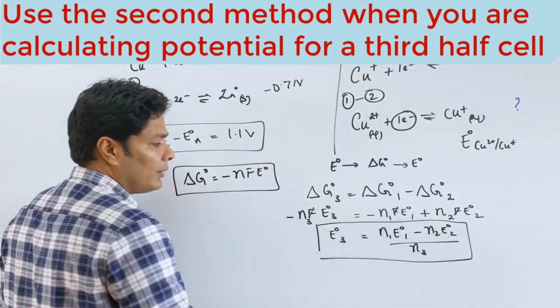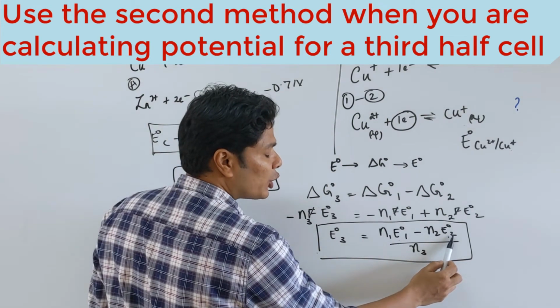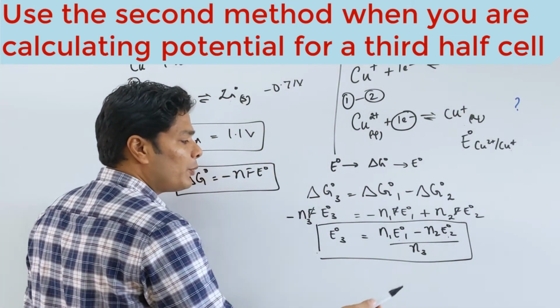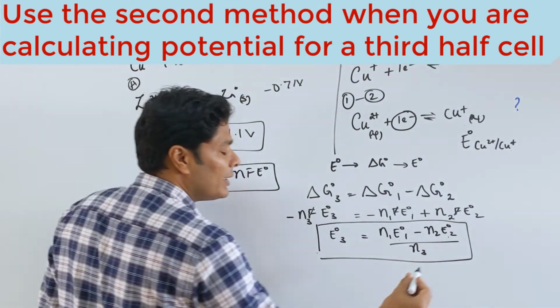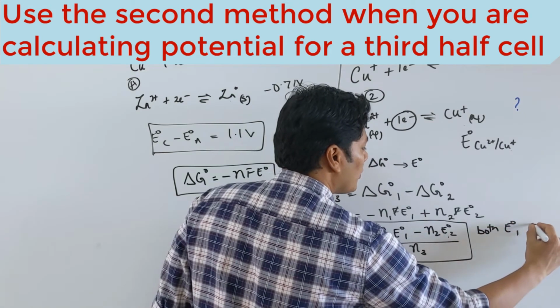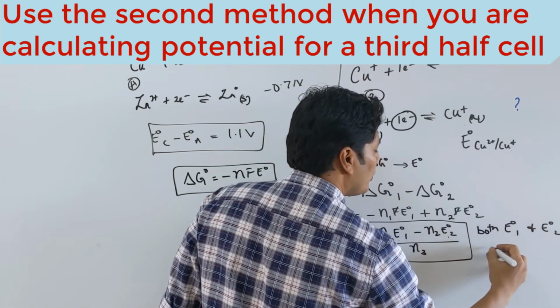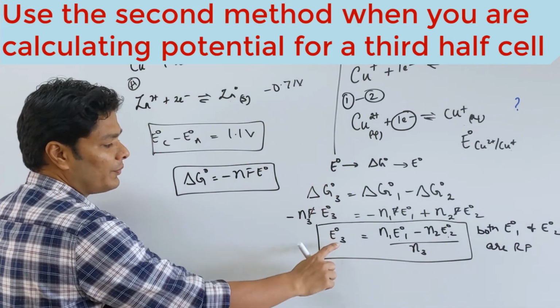So now, this is good if you do E naught 1 in reduction potential as well as E naught 2 in reduction potential. Some people do this in reduction potential, this in oxidation potential, and the sign changes, however you want to do it. If you want, make a note: both E naught 1 and E naught 2 are reduction potentials, hence you get a reduction potential for this one.